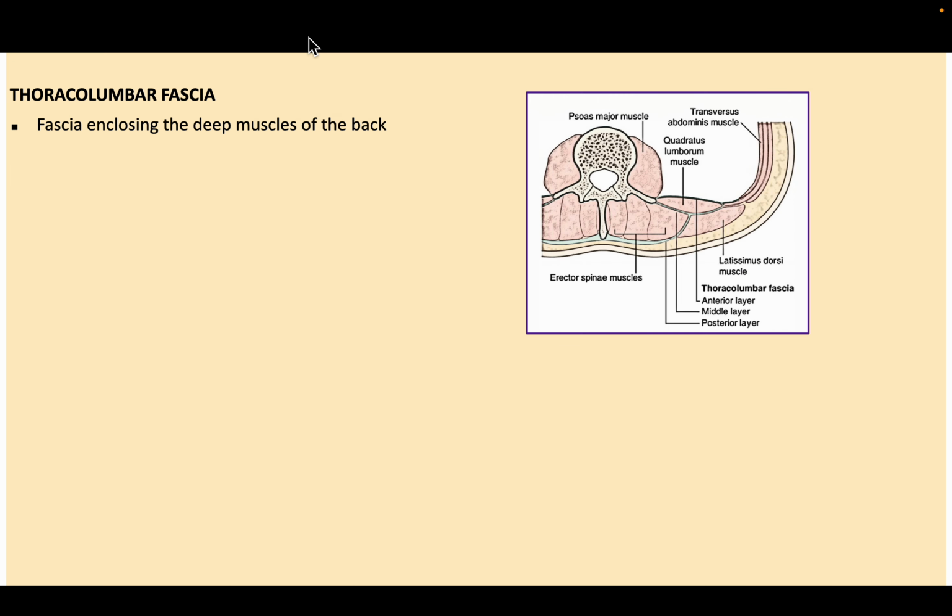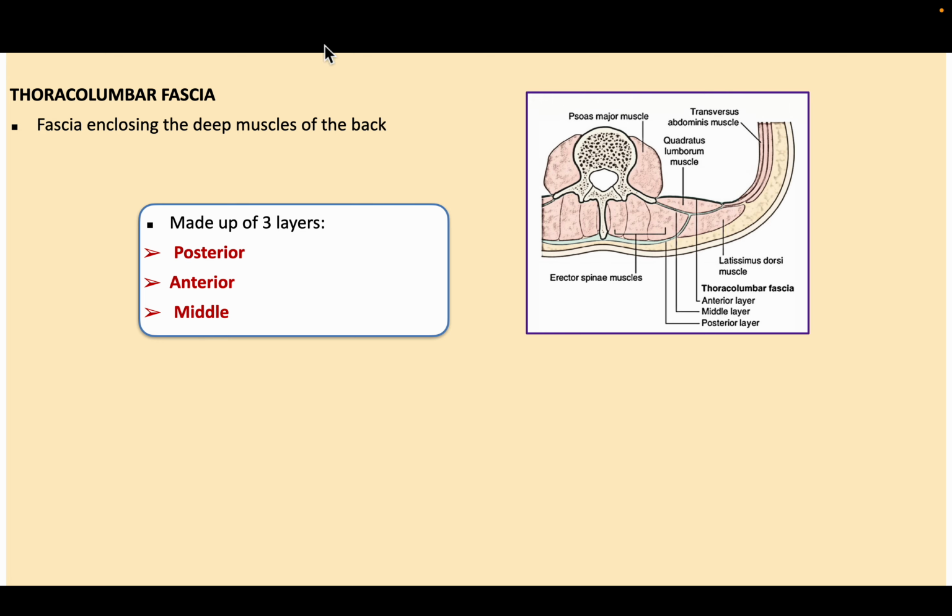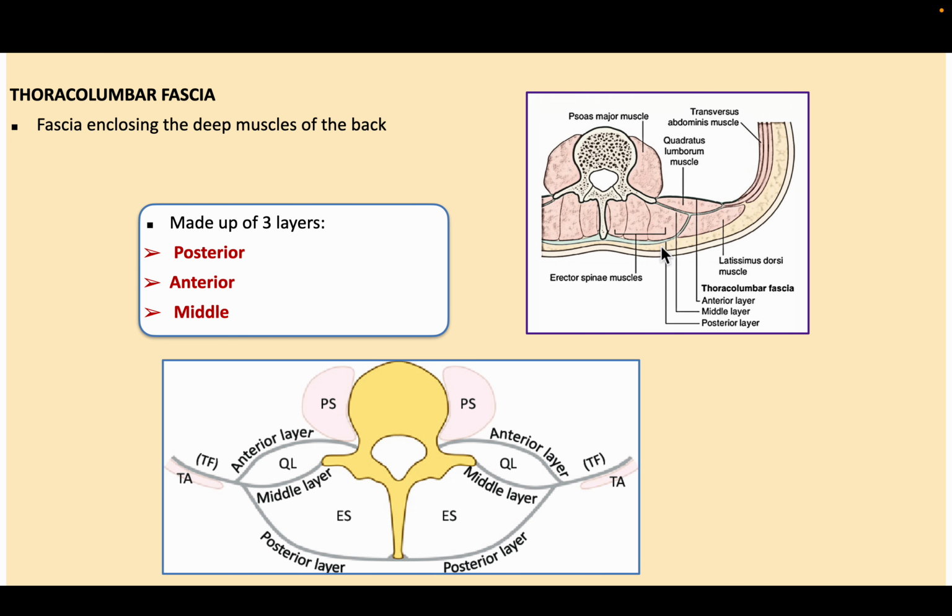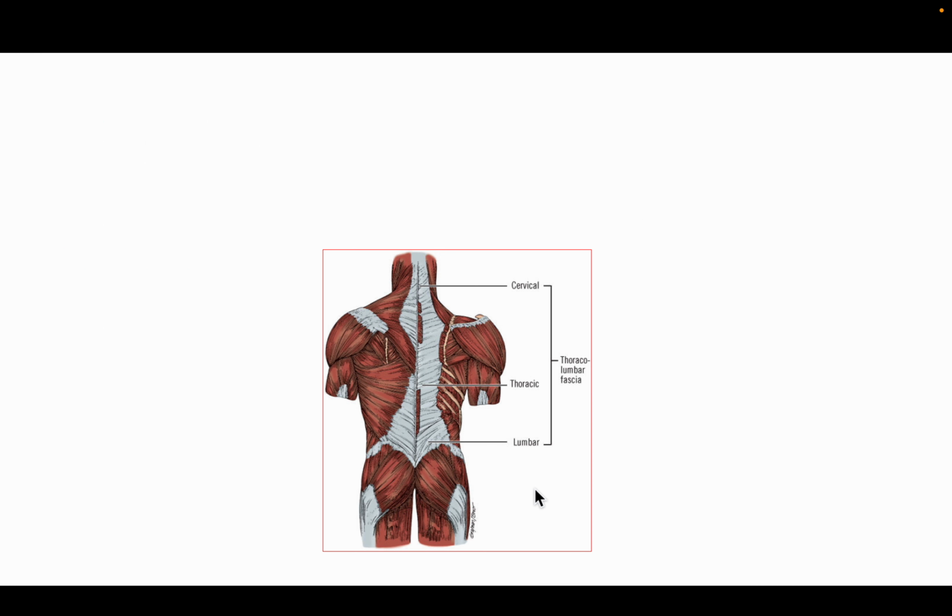Now this thoracolumbar fascia is enclosing the deep muscles of the back. You can see here the thoracolumbar fascia and the three layers of it, that is anterior, middle and posterior. So this is the anterior layer, this is the middle layer and this is the posterior layer. Now in this we can see this is the posterior layer and this is the anterior layer, and in between this is the middle layer.